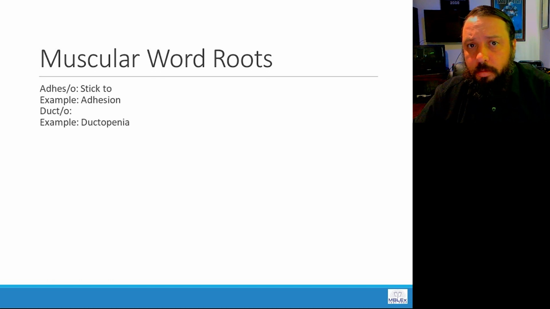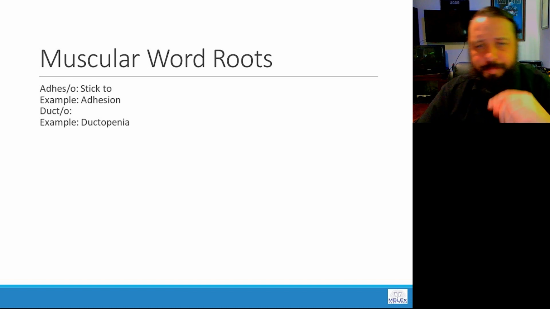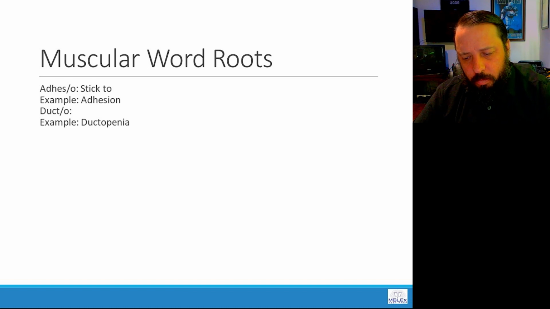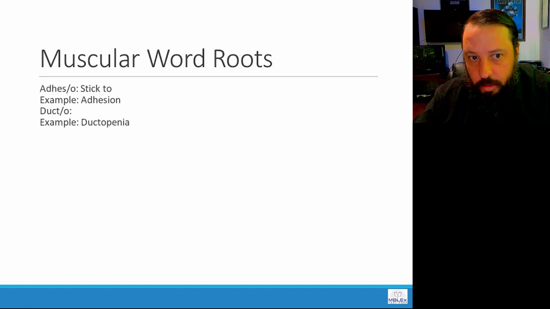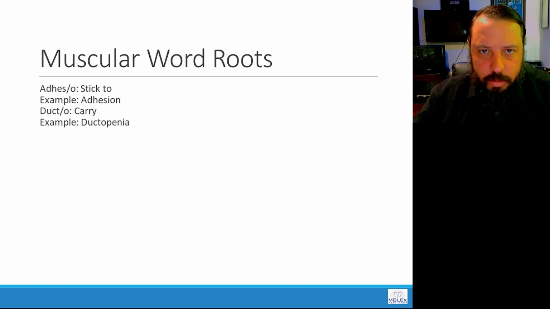Okay. Moving on. Ducto, like ductopenia. Now, ducto, let's see. Ductopenia. So we have structures in the body that have a specific function, right? Like lymphatic ducts, the thoracic duct has one job in the lymphatic system, and that's to carry lymph from one place to another. Okay, so ducto means carry. And that's essentially it. A duct of some sort will carry something inside of it from one place to another.